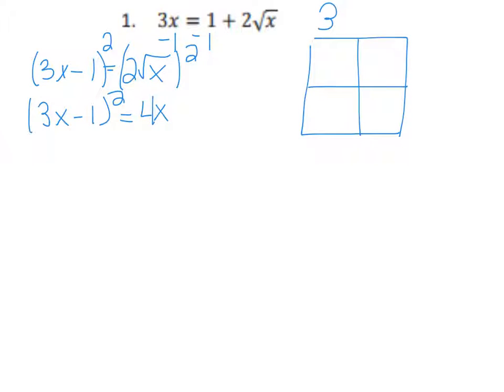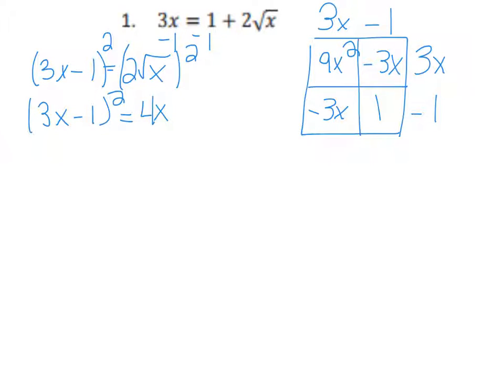So I have 3x, a negative 1, 3x, and a negative 1. 3x times 3x will be 9x squared. Negative 1 times 3x will be a negative 3x. 3x again times that negative 1 will be a negative 3x. And negative 1 times negative 1 will be a positive 1.